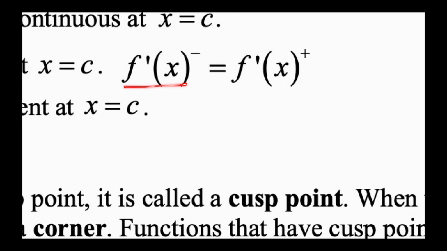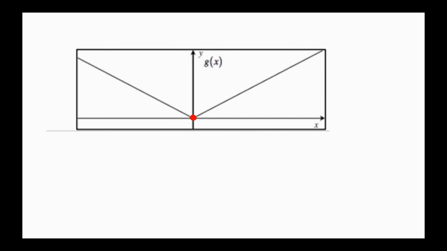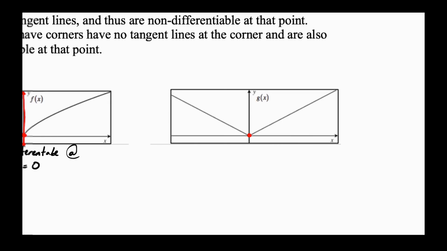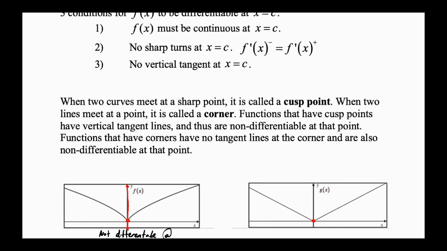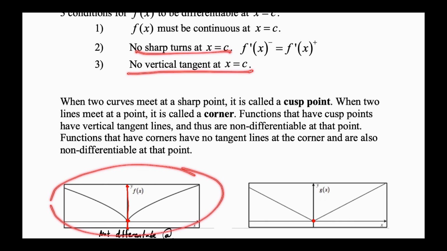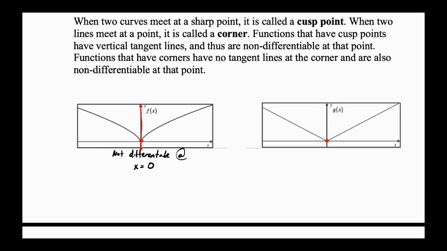The derivative from the left has to match the derivative from the right. Otherwise, if it doesn't, there's a corner. There has to have been a corner at that point. So that's why these two guys don't work. So number 3 looks like this, one of these guys here. Number 2 looks like one of these guys here. Number 1, continuous, continuous.